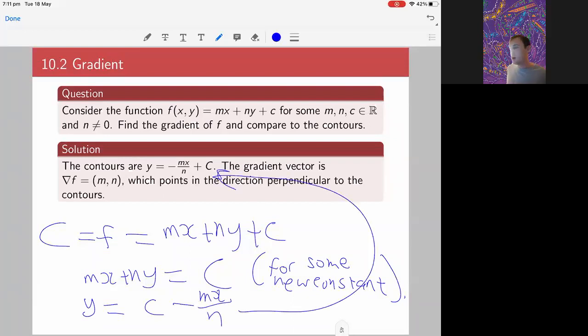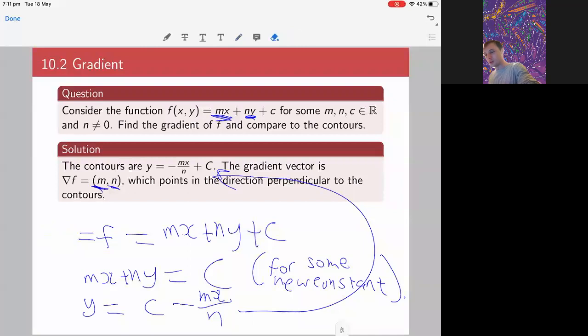The other important thing to note is that the gradient is found with the vector whose first component is just the derivative with respect to x. So that's m. And the second component is the derivative of f with respect to y, which is just n.